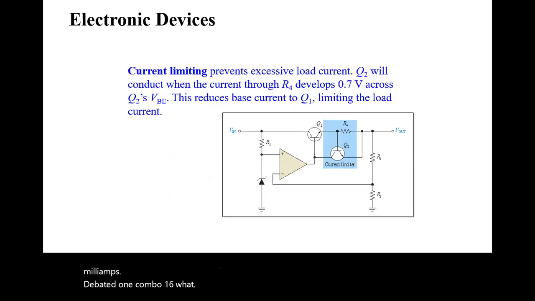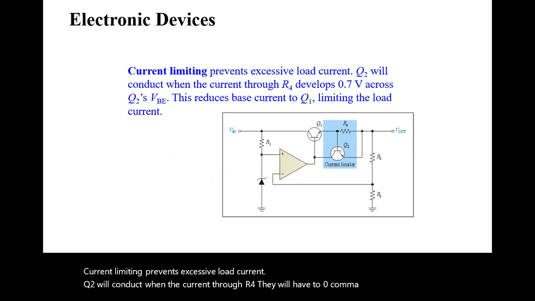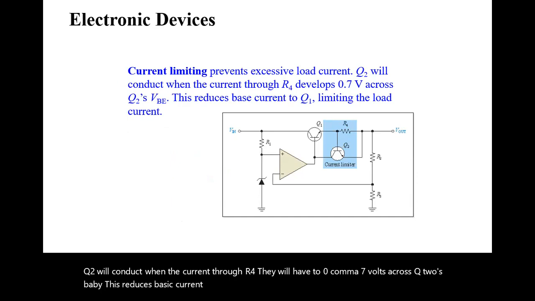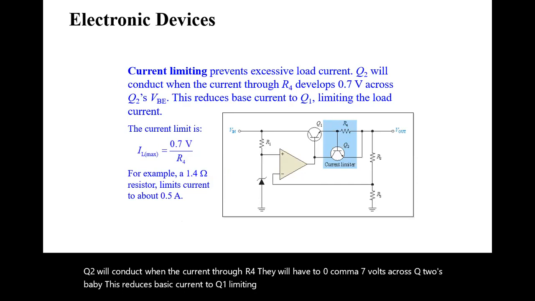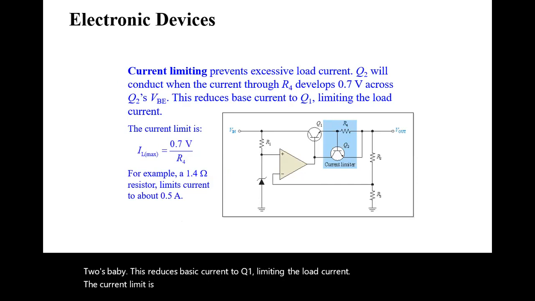Current limiting prevents excessive load current. Q2 will conduct when the current through R4 develops 0.7 volts across Q2's VBE. This reduces base current to Q1, limiting the load current. The current limit is IL max equals 0.7 divided by R4, because you will see that R4 connects to the base of the current limiter NPN transistor Q2. For example, a 1.4 ohm resistor limits the current to about 0.5 amps.